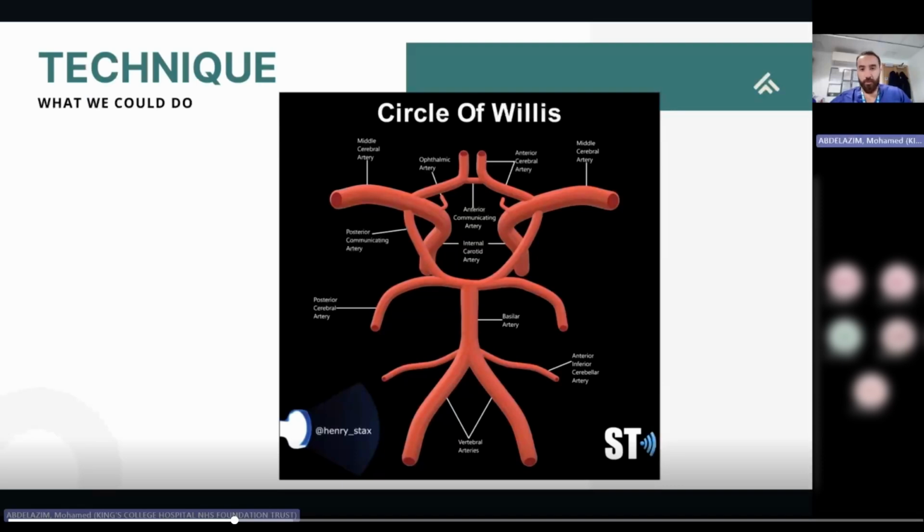Here's a reminder of the circle of Willis anatomy. As you can see, here is the MCA, the one that travels laterally towards your probe if you're scanning through the transtemporal window. Then you've got the anterior cerebral artery and the posterior cerebral artery right here. All three of those arteries you can access through the transtemporal window. The ophthalmic artery you can access through the supraorbital window, and the basilar and both vertebral arteries you can access through the transforamen or suboccipital window.